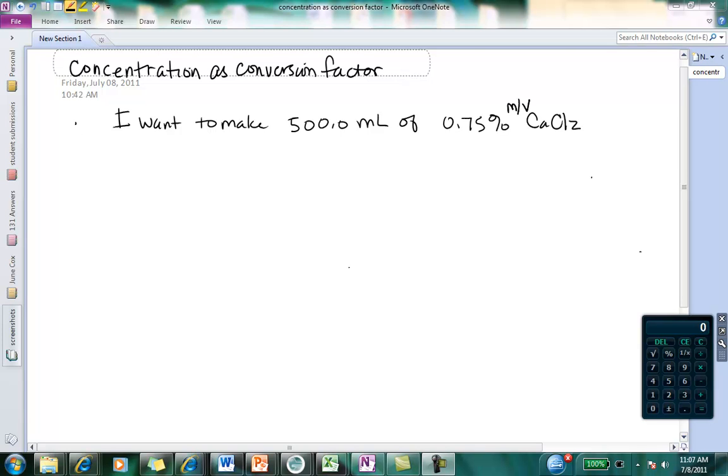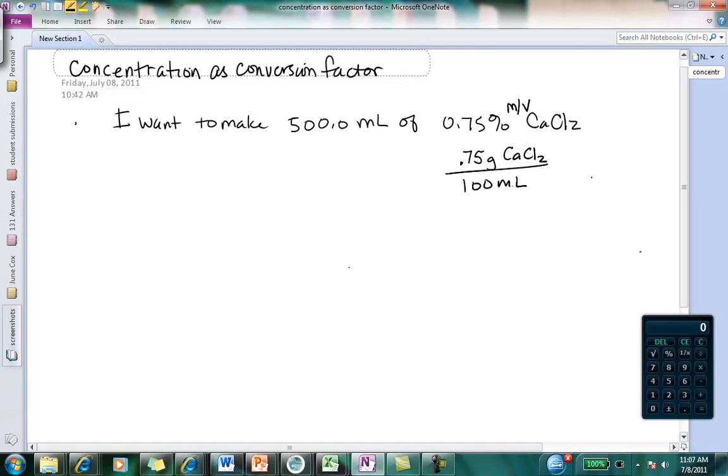This is an example of using concentration units as a conversion factor. I want to make 500 milliliters of a solution that is 0.75% mass volume calcium chloride. When I see 0.75%, this means that I've got 0.75 grams of calcium chloride in every 100 milliliters of solution.